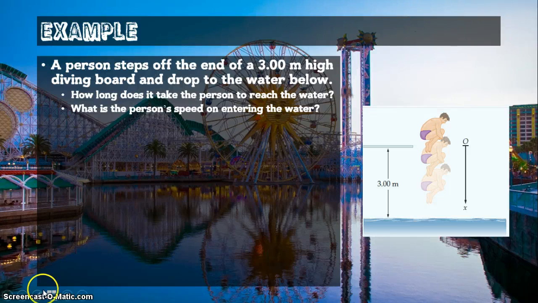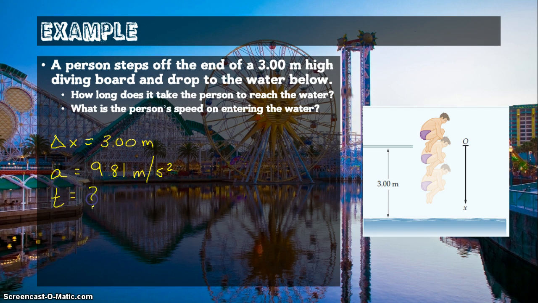So let's look at what we know in this problem. We know that the distance traveled is going to be 3 meters. We know that the acceleration due to gravity, since we're calling down the positive direction, is going to be 9.81 meters per second squared. We want to know, first of all, the time. There is usually one other piece of information that's not given in a lot of problems that you automatically know, and that's your initial speed. In this case, he's stepping off the end, so his initial speed is going to be 0 meters per second.